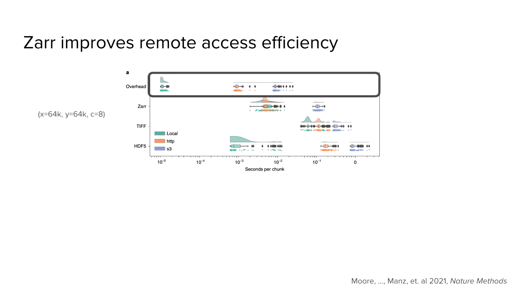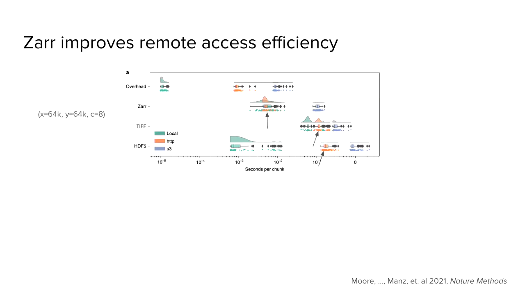The piece at the top here shows the overhead of just reading a single byte from any of these environments. What you can see is that reading a single byte from the local file system is super fast, versus anytime you're going over a network, it's orders of magnitude slower to read a single individual byte. And the important takeaway here about ZARR compared to TIFF and HDF5 is that the orange bump, which is HTTP, and I guess S3 as well, have much more efficient reads over the network.